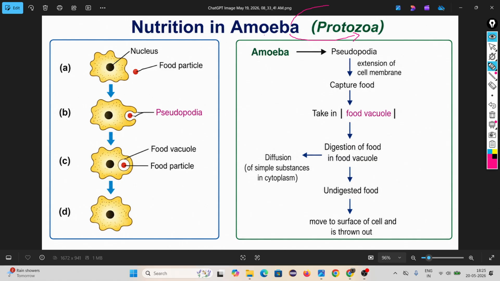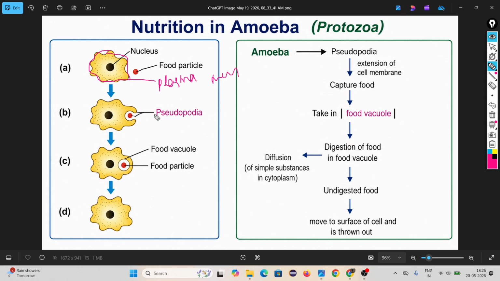Okay, then look, this is amoeba. Remember one thing, amoeba structure is not fixed. Whenever there is a food particle, amoeba is a single cellular organism and its food particle is also a single cellular organism. When amoeba sees the food particle, this is the plasma membrane.